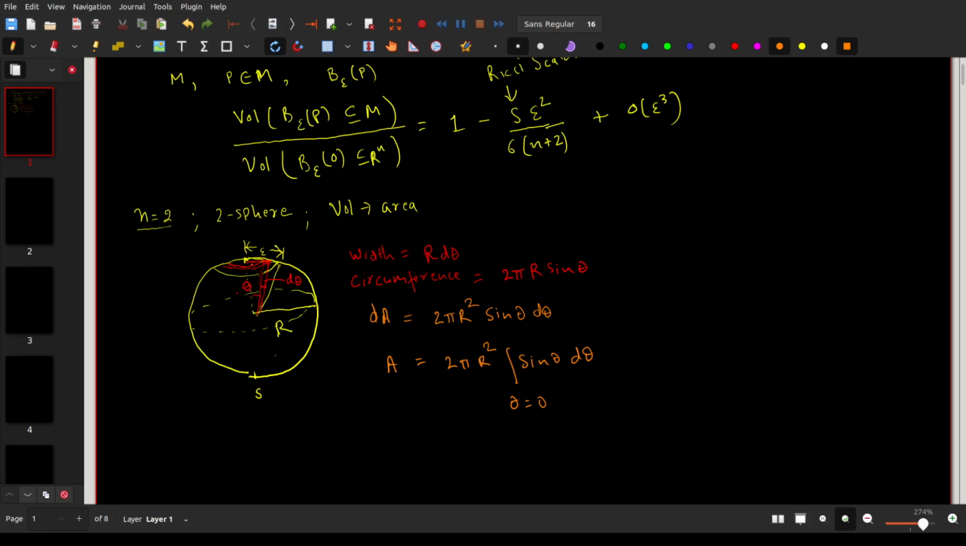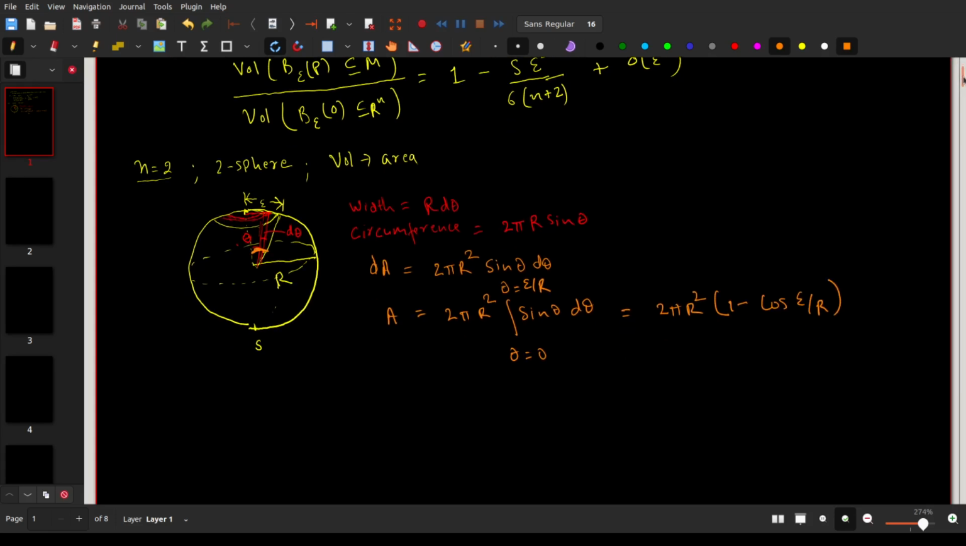when this radius is epsilon, then this angle will be epsilon by r. So theta goes from 0 to epsilon by r, and this is equal to 2 pi r square times 1 minus cos of epsilon by r. So this is the area of a disk of radius epsilon which is centered at the north pole.